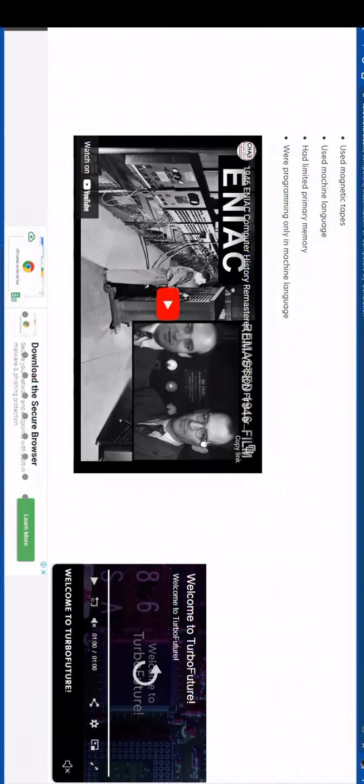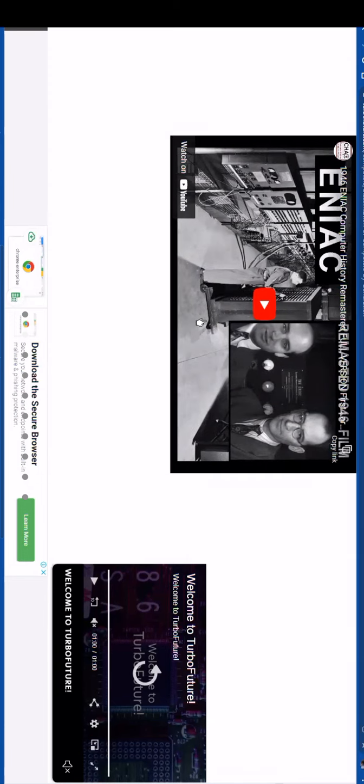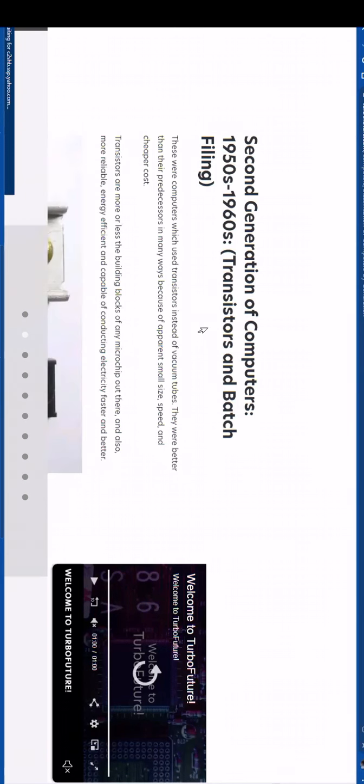These are the two scientists who developed the ENIAC, Mauchly and Eckert. Then came the era of the second generation computer.